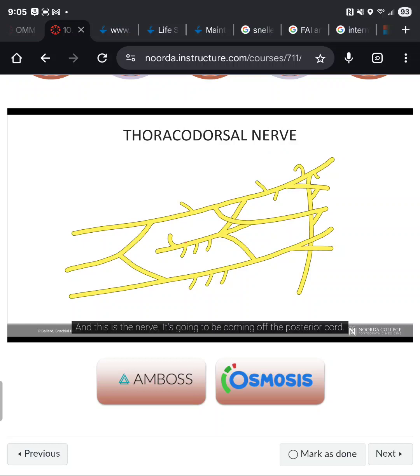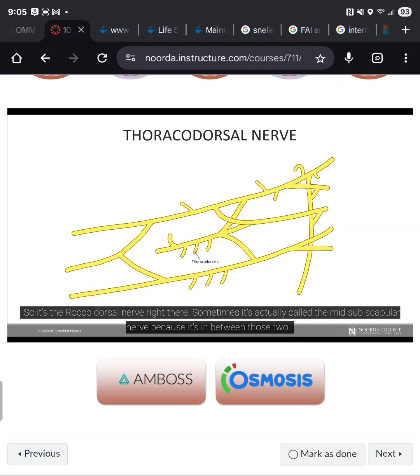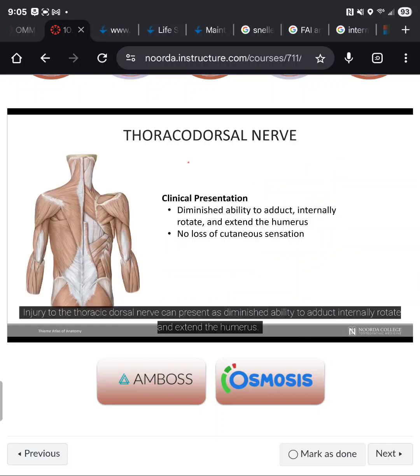And this is the nerve that's going to be coming off the posterior cord, and it's the one that is sandwiched between the upper and the lower subscapular nerve. So thoracodorsal nerve right there. Sometimes it's actually called the mid-subscapular nerve because it's in between those two. Injury to the thoracodorsal nerve can present as diminished ability to adduct, internally rotate, and extend the humerus.